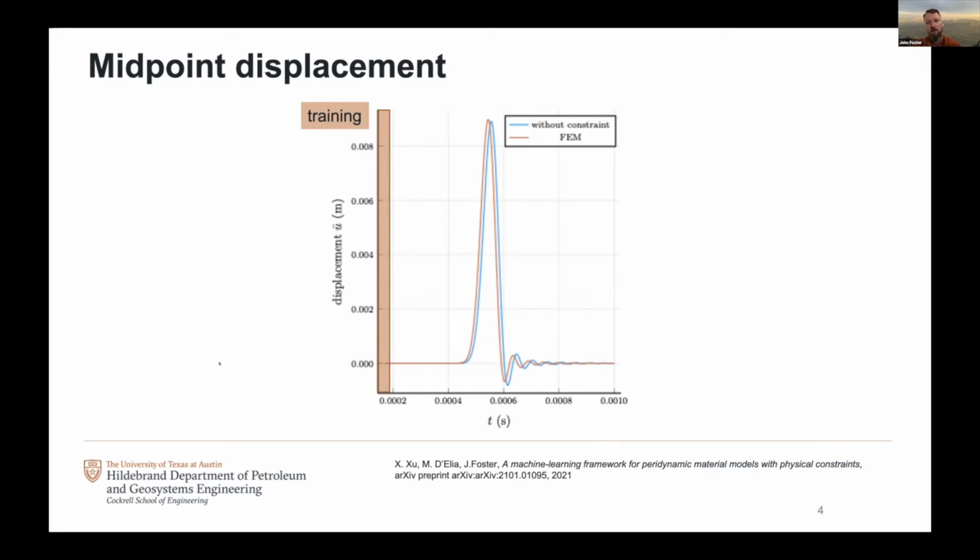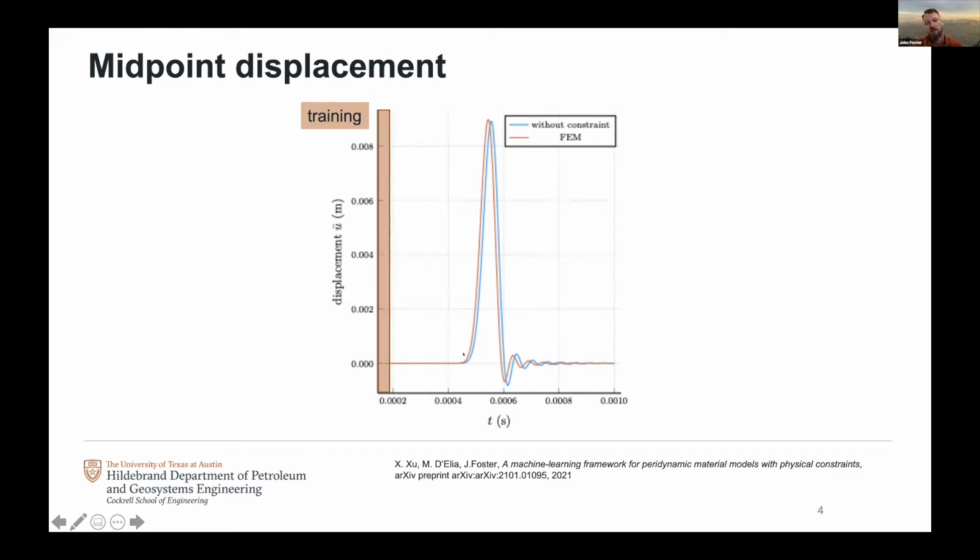And so what I'm plotting here is the midpoint displacement. The orange line is the FEM, fully resolved simulation data, so again including the differing species. And the blue line is this so-called peridynamic solution where we've learned the kernel. Now we only use a very small amount of training data. We're using the FEM data, the finite element method data, as the truth solution, right? And we're only using a very small amount of training data, just very early in time, and then we're using that to predict the rest of time, right?